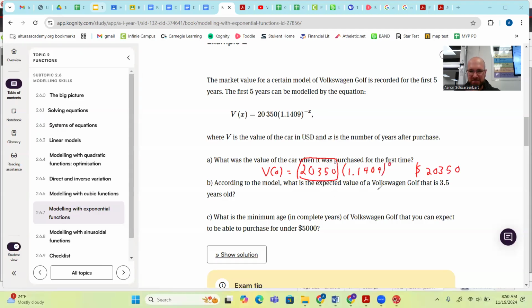According to the model, what is the expected value of the Volkswagen Golf when it is 3.5 years old? So plug in 3.5.